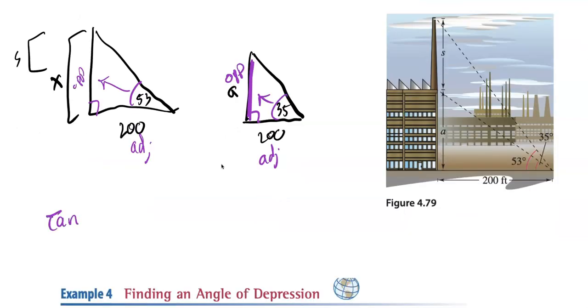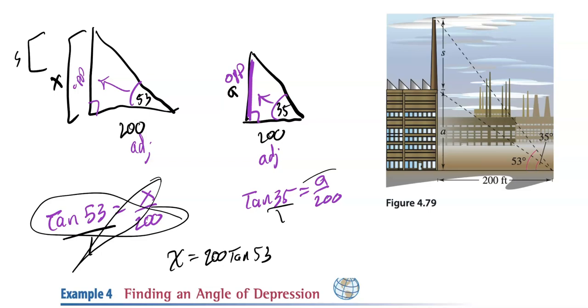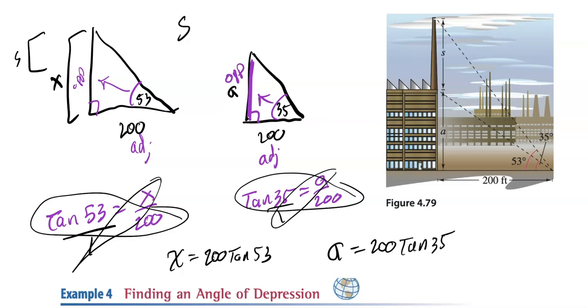So tan of 53 equals x over 200. Over here we have tan of 35 equals a over 200. And to find s, we're just going to get those answers and subtract them. So let's cross multiply real quick. I get x equals 200 times tan of 53. And over here, cross multiply, you get a equals 200 times tan of 35. So if we subtract those two, s is going to equal 200 tan of 53 minus 200 tan of 35.